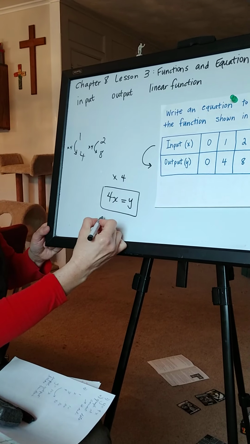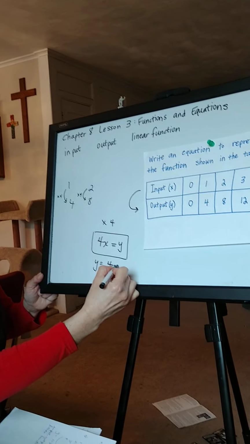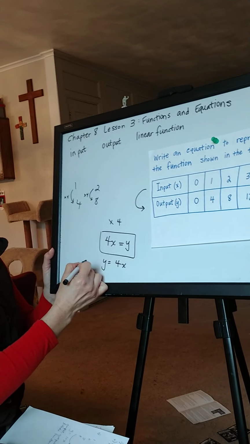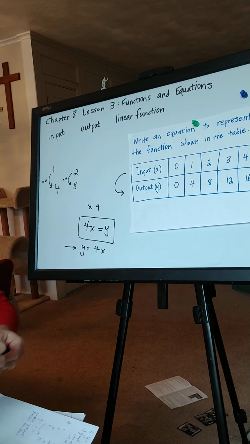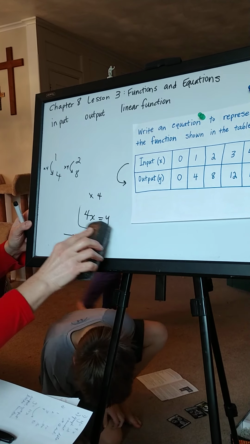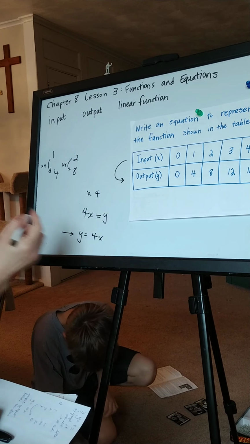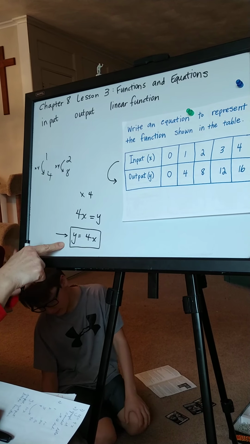We could also write it like this. Y equals 4x. This is how it's usually written with y in the front. So we'll go ahead and box that one in. This is how 8th graders write it. This is how 7th graders write it, like that.